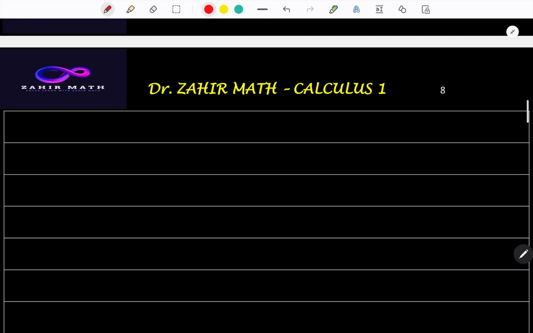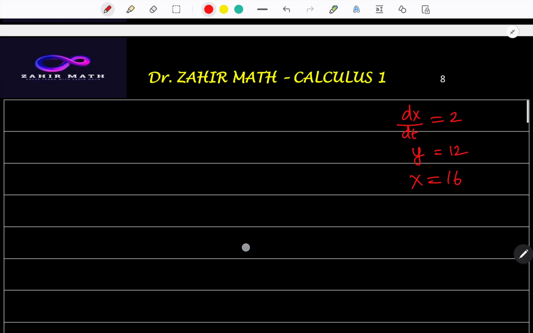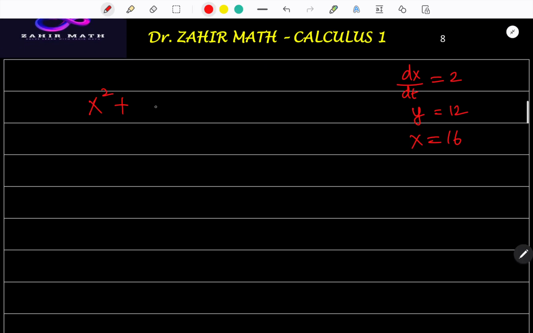So again I will write the values which are available. We have the ladder length, which is 20 feet. dx/dt is 2 feet per second. We have y as 12. Just now we calculated x, which is 16. So let me take the same equation: x squared plus y squared is equal to 20 squared, which is 400. Now I am going to differentiate this.